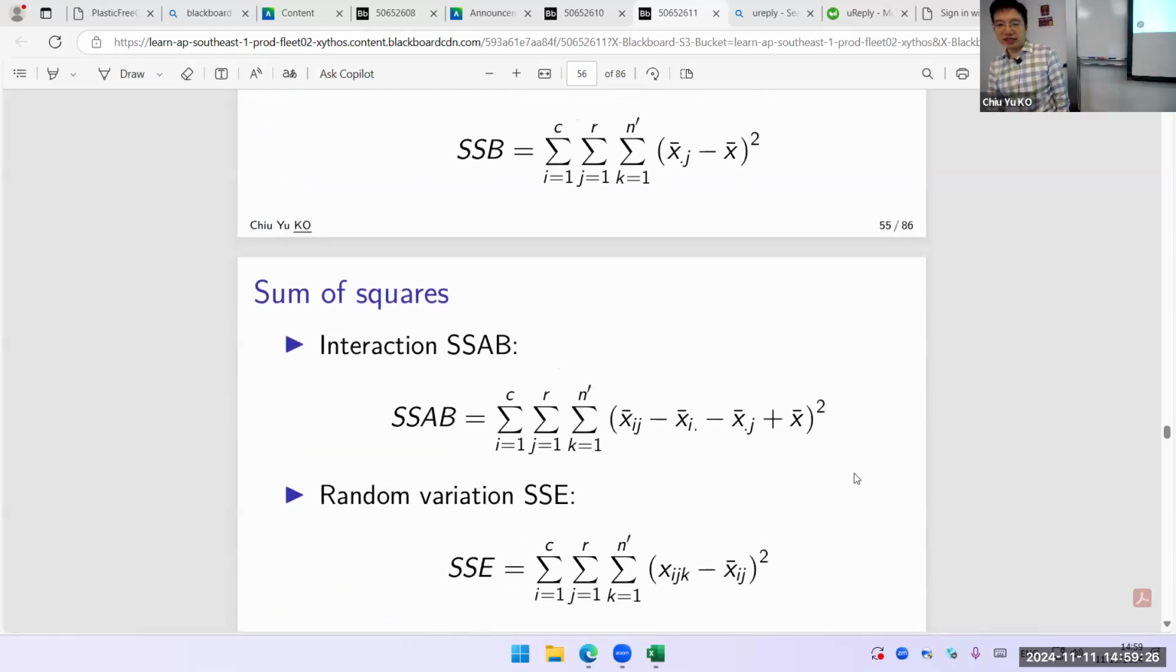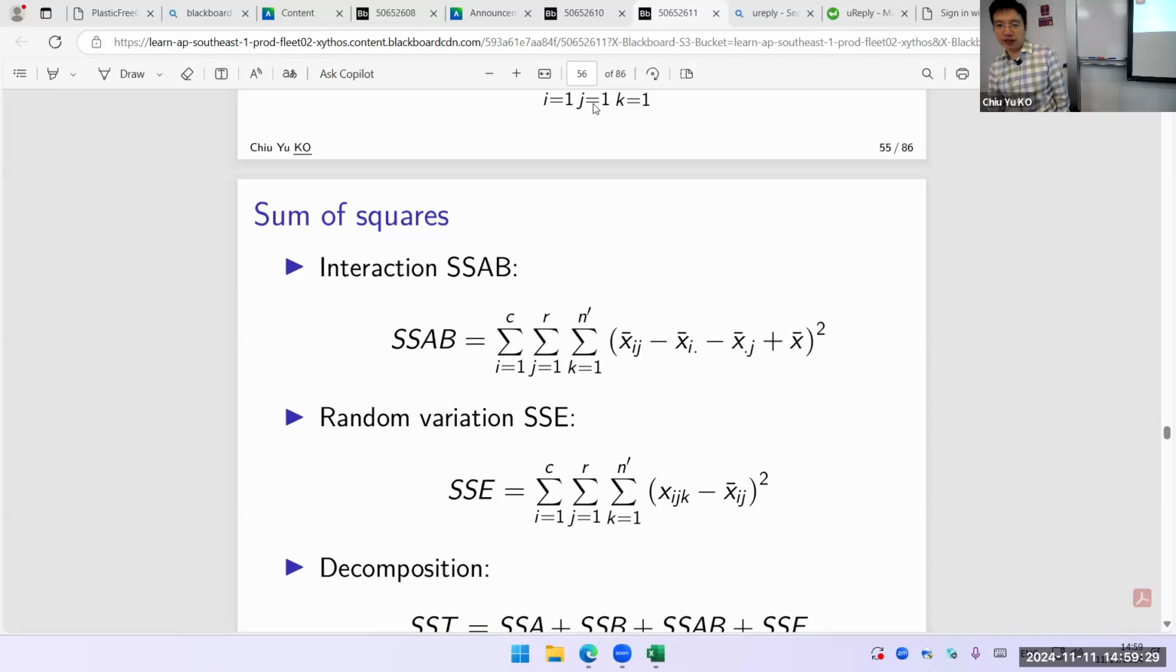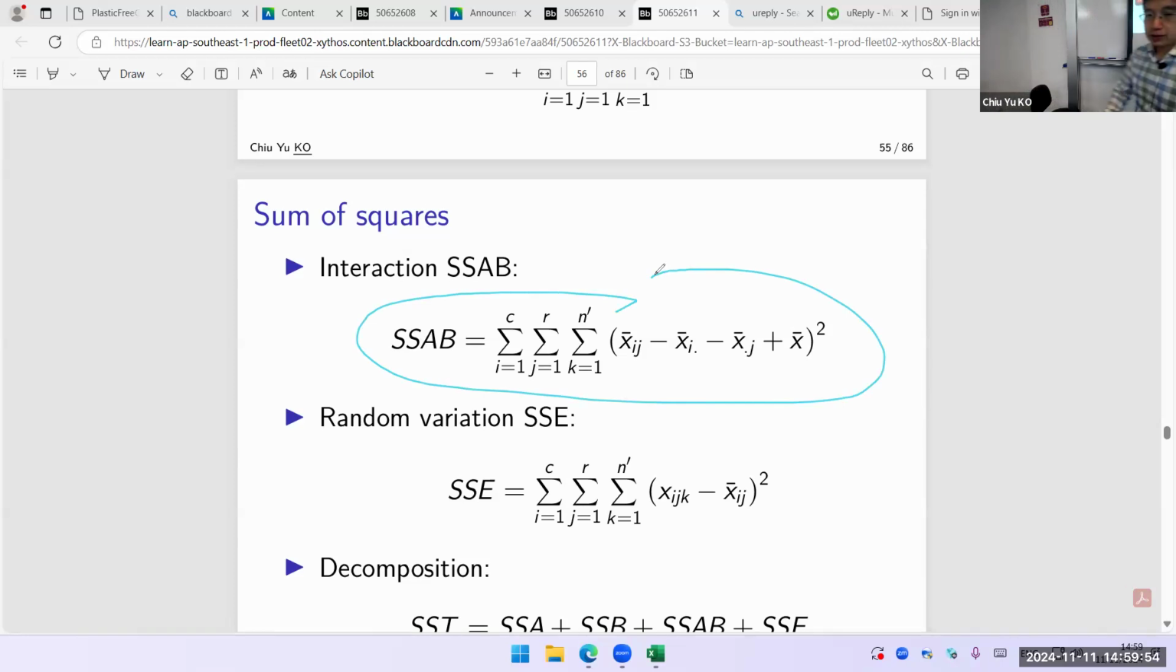One of the most crazy ones is this guy. I guess this is the part that everybody stumbles on. This is the one that is SSAB, which comes from, you replace with the group mean, but you minus the mean of group A and minus the mean of group B and plus the overall mean. Why is that? That's the treatment effect I mentioned at the beginning. That is measuring the gamma, right? This is the part.